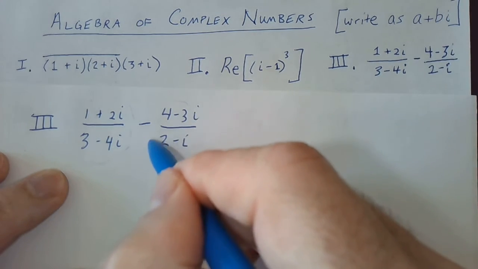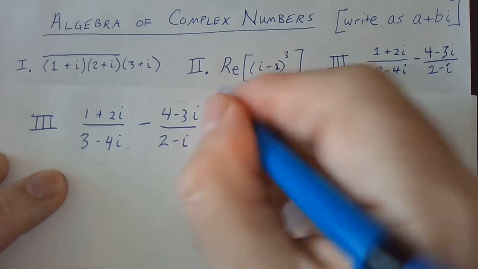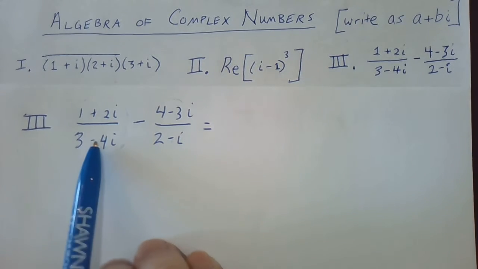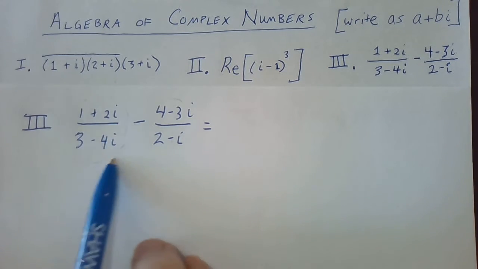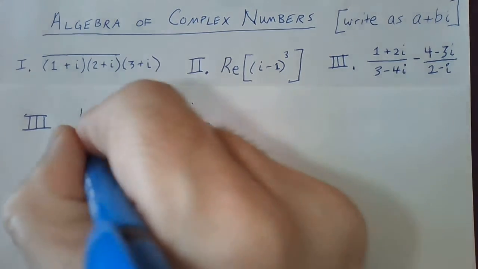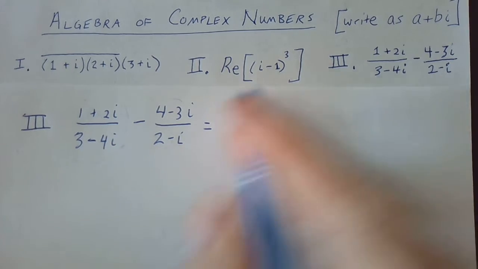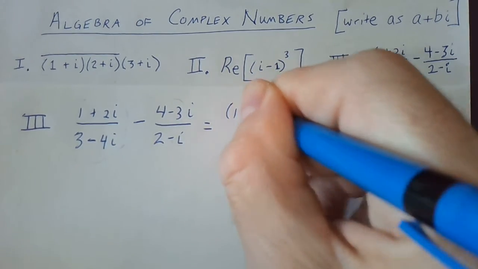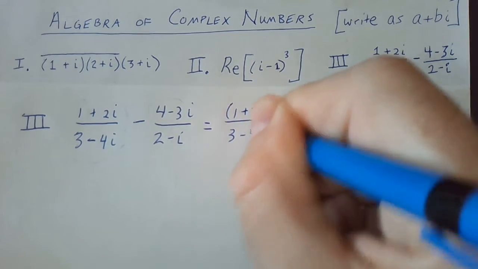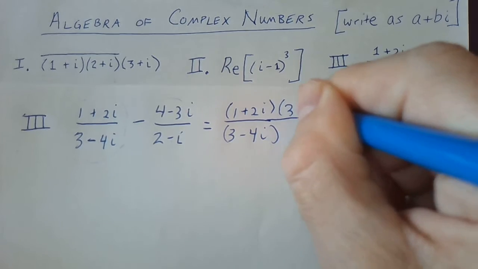And then I'm going to do the same thing with this one. And then it'll be a simple subtraction problem. So in order to do that, I'm going to take this fraction and multiply top and bottom by the complex conjugate of the bottom. Well, the complex conjugate of 3 minus 4i is 3 plus 4i. So I'm going to multiply top and bottom by 3 plus 4i.